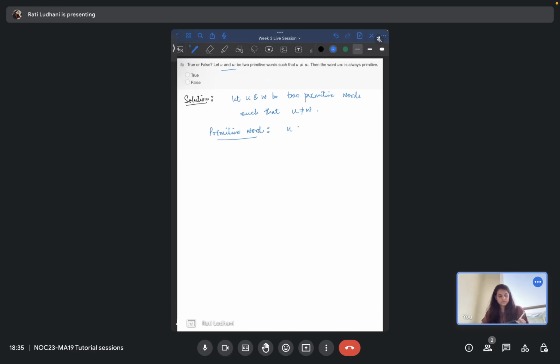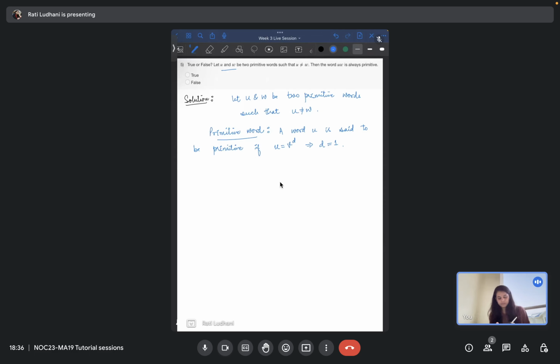So a word U is said to be primitive if U is equal to V raised to power D implies D is equal to 1. Let's write V just so you will not get confused with this W. So basically there is no repetition, no repetition of a proper part.